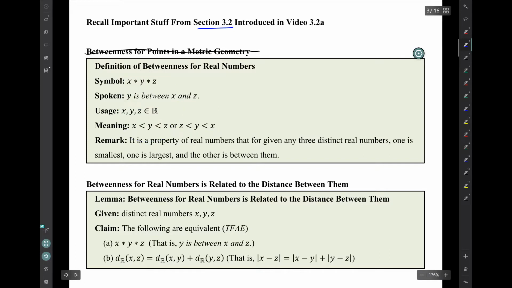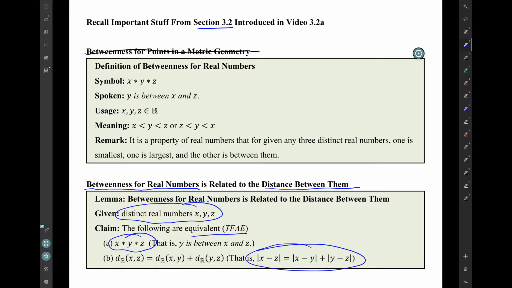Now we also discussed the fact that betweenness for real numbers is related to the distance between them. That is, we had this lemma. Given distinct real numbers x, y, and z, the following 2 statements are equivalent. That is, they're either both true or they're both false. This statement, x star y star z, that is to say y is between x and z, and this statement, that those distances add up, are either both true or they're both false.